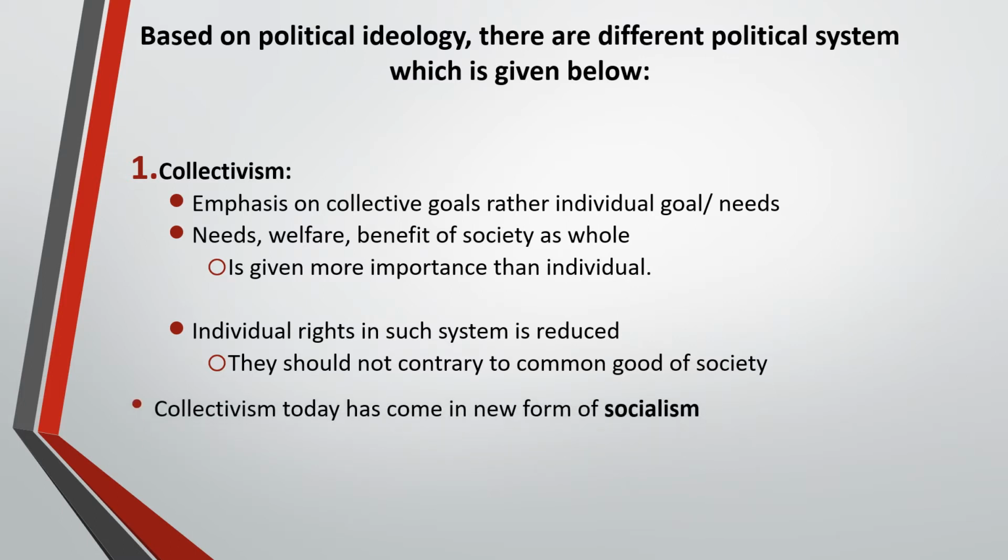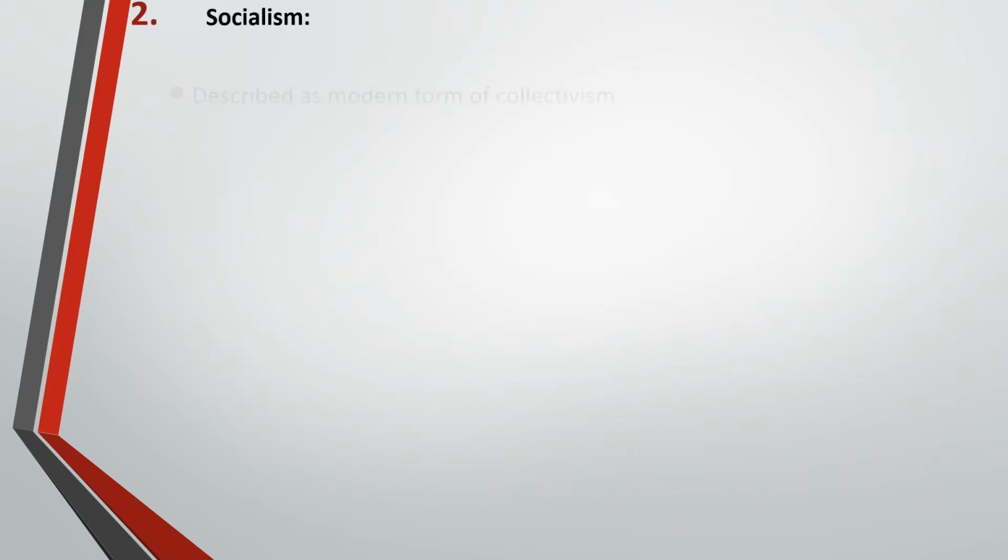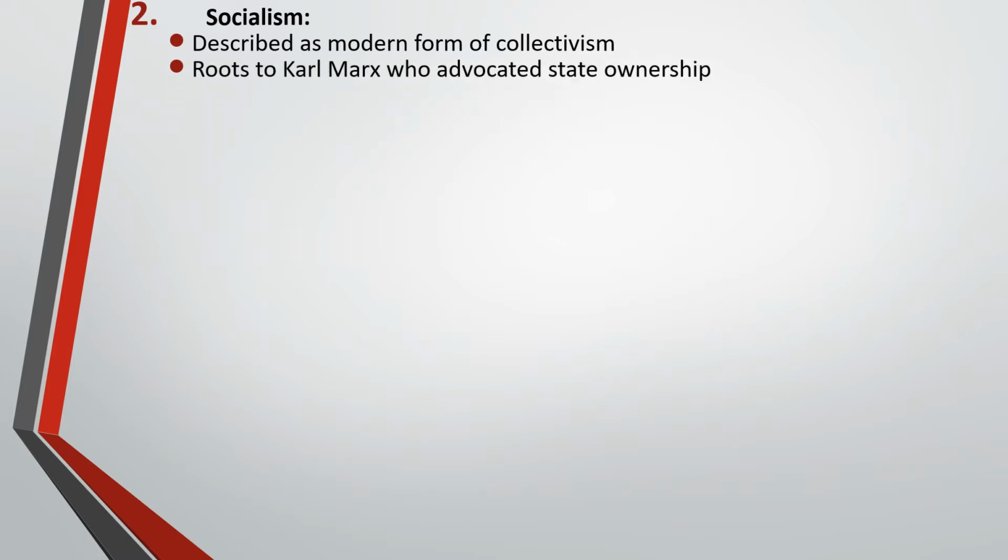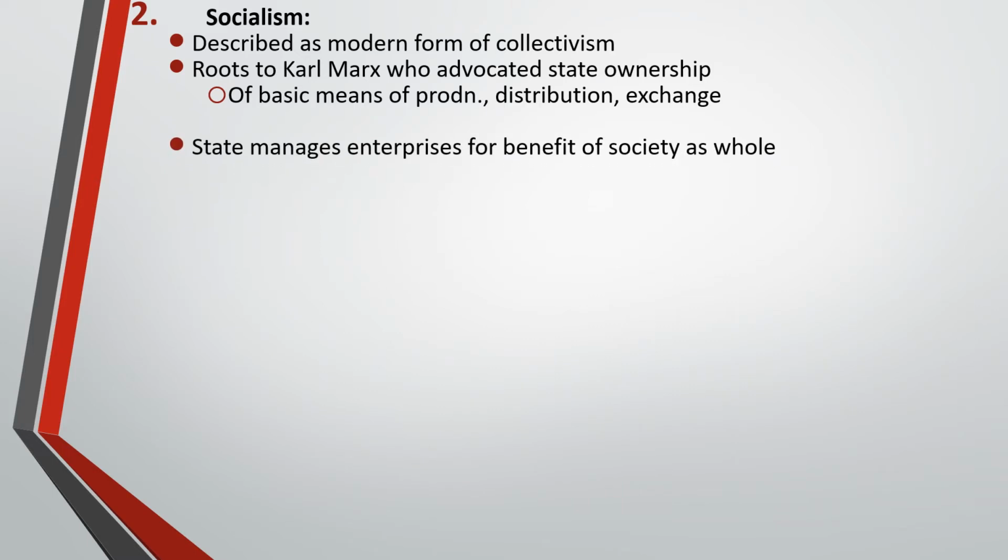Collectivism today is known in its ideal form as socialism. So socialism is described as the modern form of collectivism. Its roots go to Karl Marx, who advocated state ownership of the basic means of production, distribution and exchange. The state manages enterprises for the benefit of society as a whole.